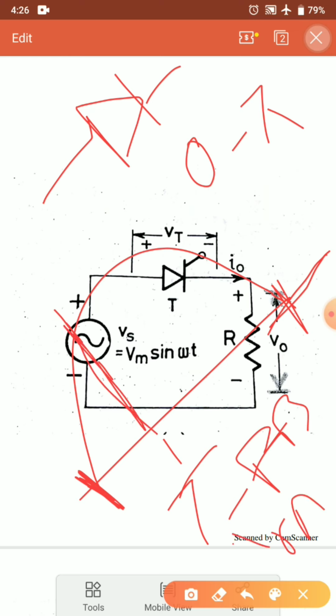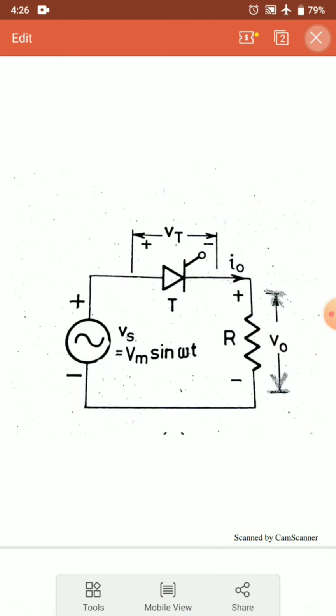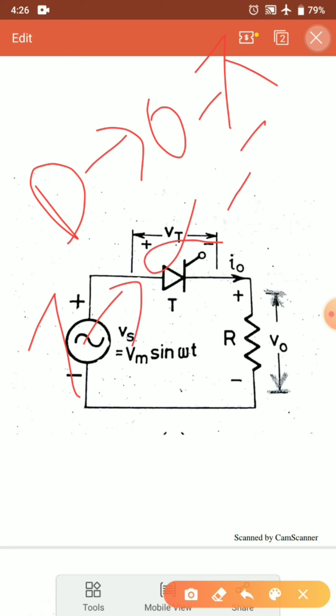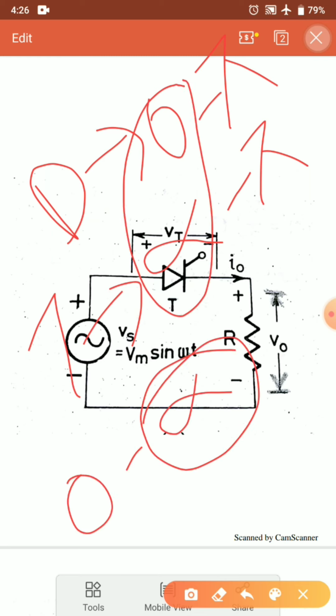So from here my thyristor conducts and I get this portion of the output. Let me take this angle to be 0, this to be alpha, and this is pi. If a diode had been used, it would have conducted from 0 to pi, but the thyristor is conducting only from alpha to pi. Now we can see that there is a gap. This gap from 0 to alpha, this alpha is called my firing angle. Firing angle is nothing but the angle between the instant a thyristor would have conducted if it were a diode and the instant it is triggered.